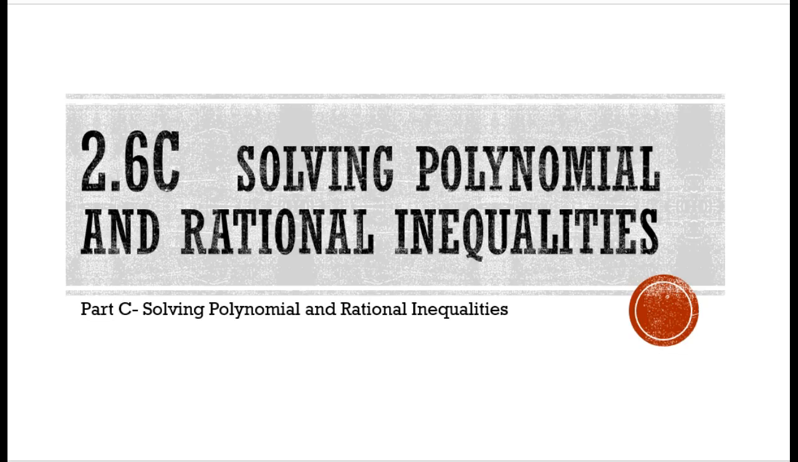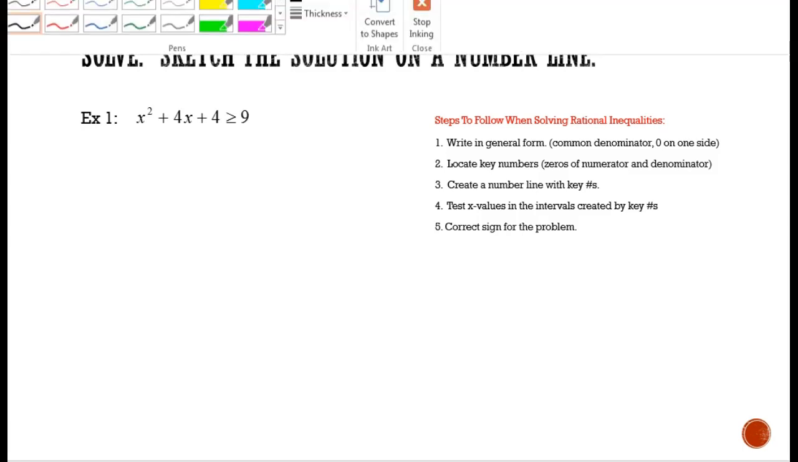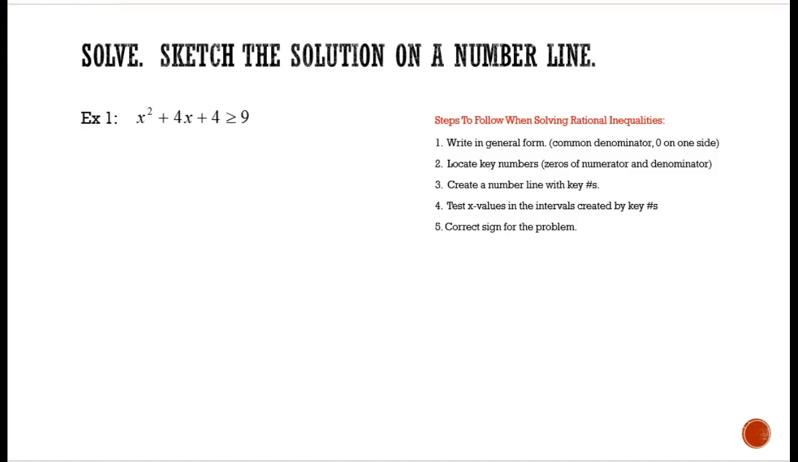All right, in 2.6c, we're going to be solving polynomial and rational inequalities. These are a little more tedious, a lot more detailed, so hang in there and don't get frustrated. Number one, solve and sketch the solution on a number line. Sounds familiar because it's kind of what we've been doing, all right? But now the equations are going to be a little more complex.